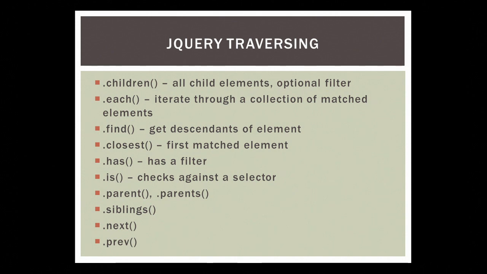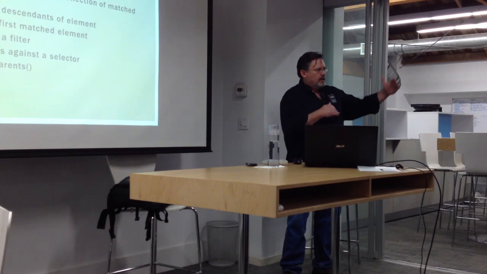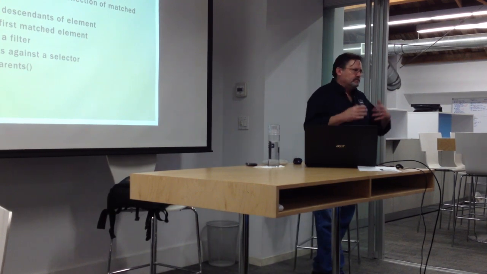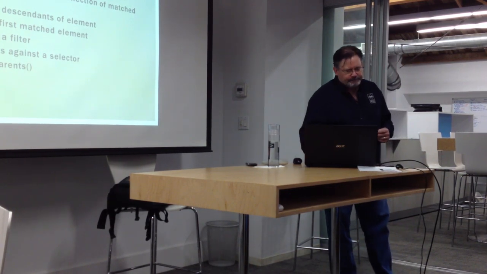Once you find the element, you can do parent and parents, where parent is the immediate parent of that element. Parents is everything in the DOM that's a parent of it as well. And again, you can pass in more selectors. So we've got siblings, which are all the siblings of the element. Next is the first next element that's there. Previous is the first previous element associated with the thing that you just selected.